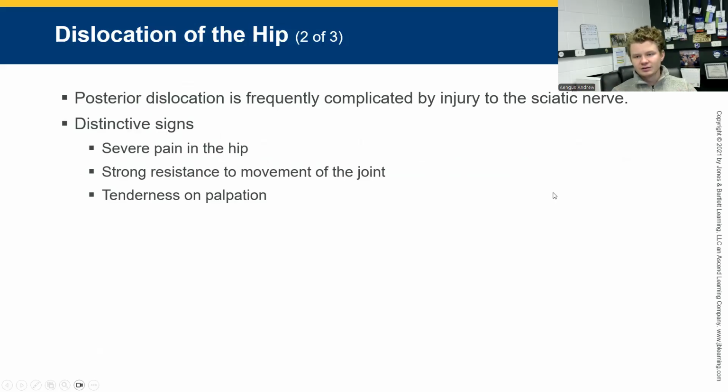A lot of pain, because this is so close to the sciatic nerve. The sciatic nerve is a big nerve, sends a lot of signals, and can send a lot of pain signals up to your brain when it's being rubbed on by this femoral head that is squishing on it. Obviously, these people are most likely going to come with an inability, or severe pain on trying, to move the joint, and because of that, they guard their leg entirely.